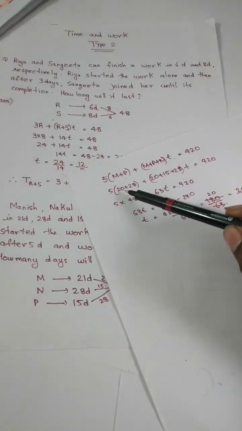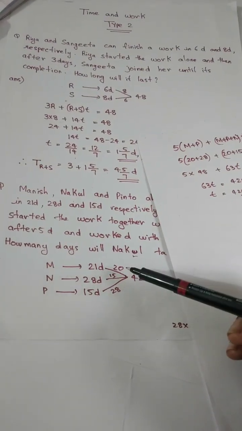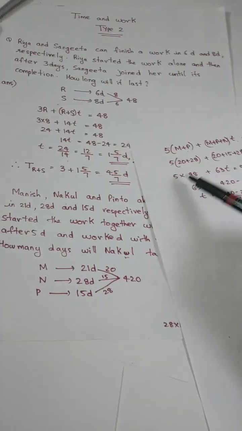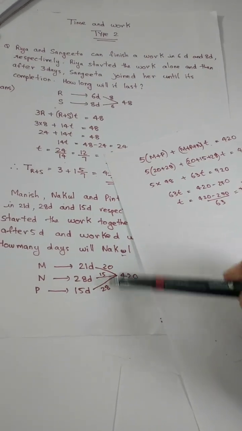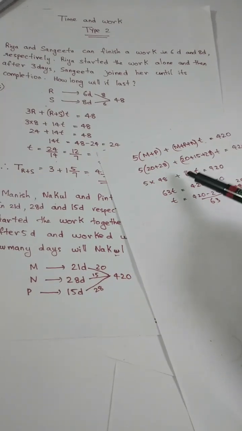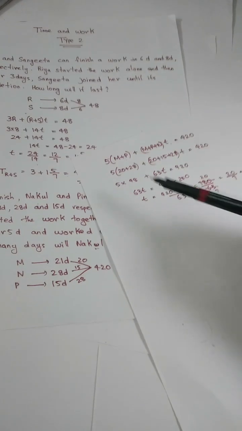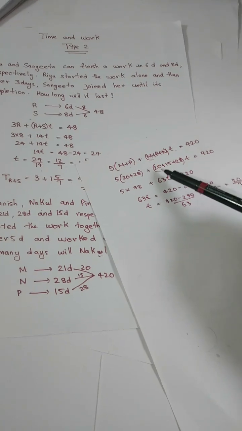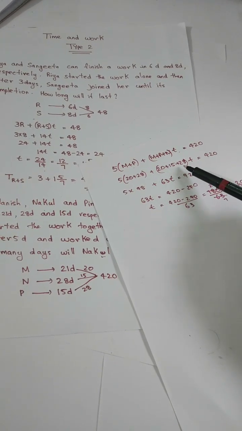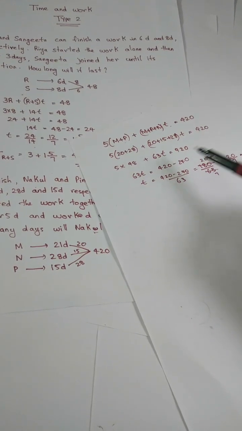So 5 into 20 plus 28. The efficiency of Manish is 20 and the efficiency of Pindo is 28. So 20 plus 28, plus the efficiency of all three: 20 plus 15 plus 28 times T is equal to 420. 5 into 48 plus 63 T. 20 plus 15 would be 35, 35 plus 28 would be 63 T. So 48 into 5 plus 63 T would be 420.